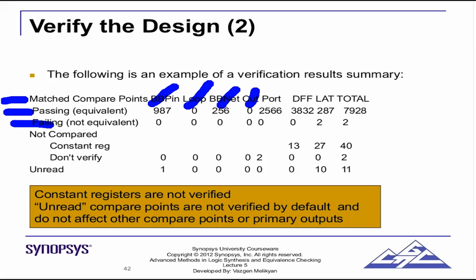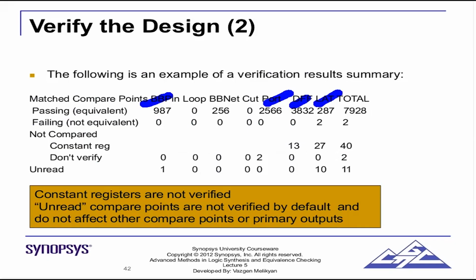Let's not go into this. Port, DFF. These are most important. The important ones are black box pin, port, DFF, and latch. It tells that there are a total of 2 latches which are not equivalent. What is not compared? Constant registers are not compared, which is expected.